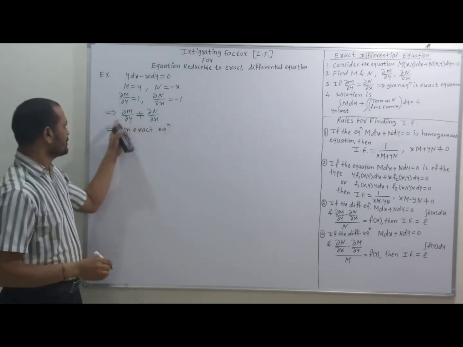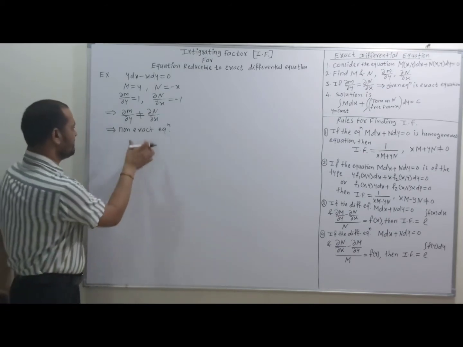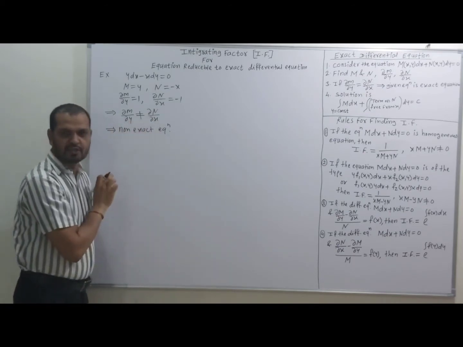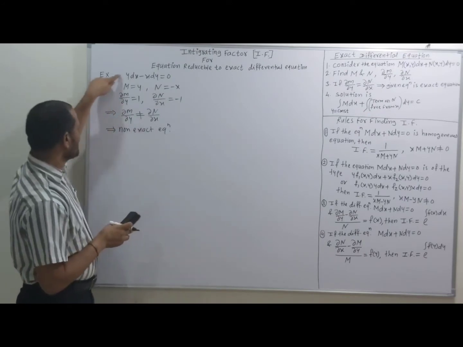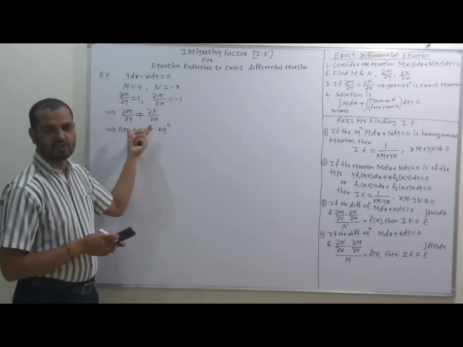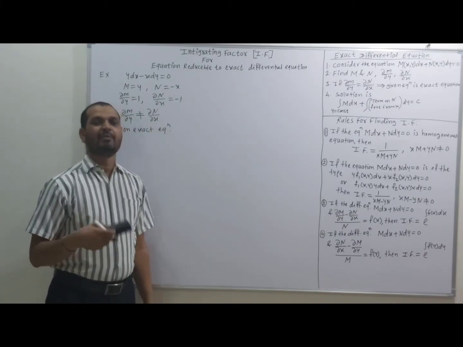That means if this condition does not hold, this indicates that the equation is non-exact, and vice versa. If this is non-exact, then this condition does not hold. Now friends, here a question is, for such an example where this condition does not hold, that means it is non-exact, how do we solve such an example?